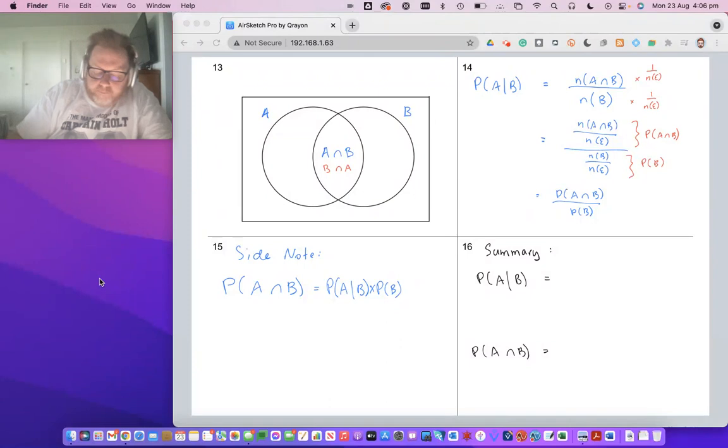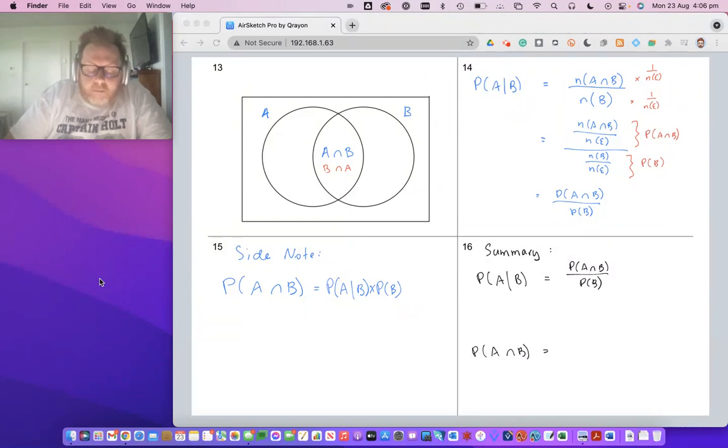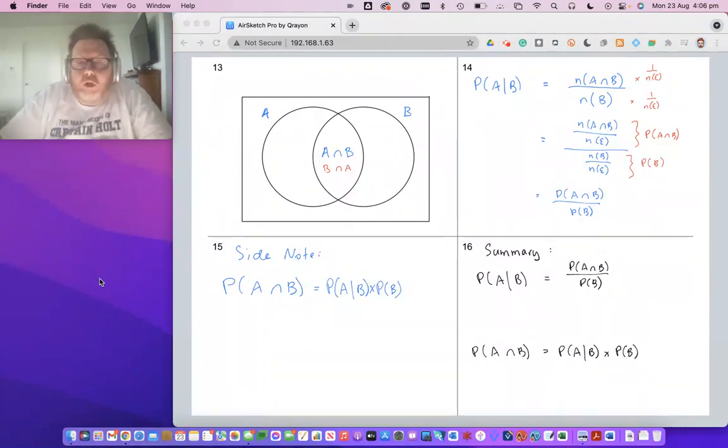So in summary, the probability of A given B is equal to the probability of A intersect B over the probability of B. And the probability of A and B would be the probability of A given B multiplied by the probability of B. And you can use both of those calculations in order to solve some problems.